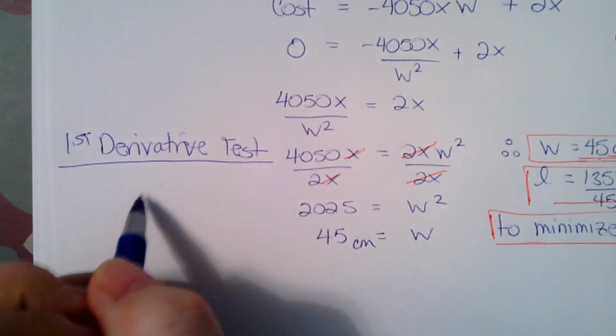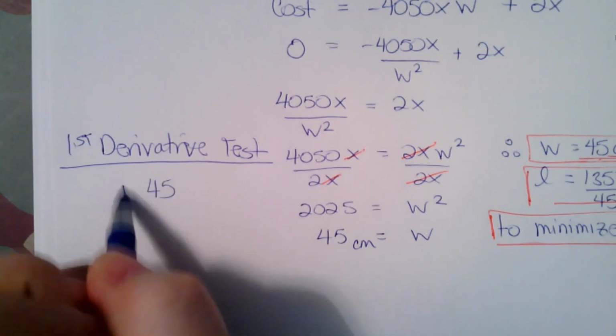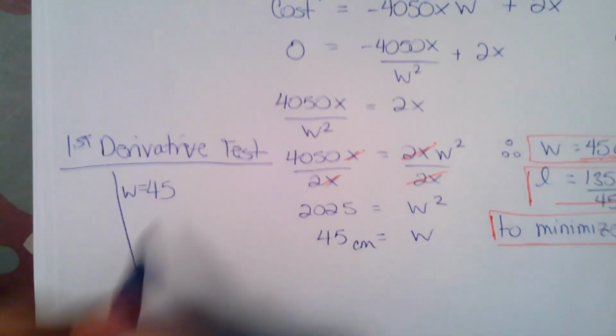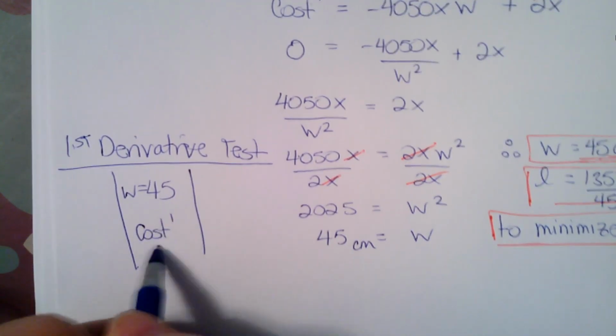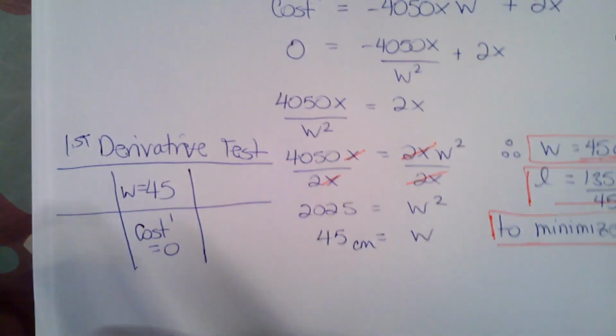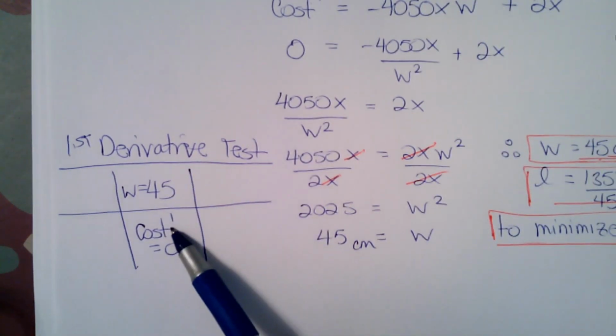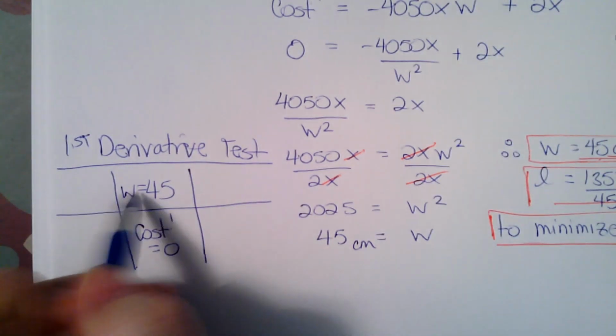Alright, so my cost derivative. When W is 45, that's where I was seeing the cost equal to 0. Alright, the question is, this is what I got as my answer. The derivative is 0 when W is 45. What happens when W is less than 45?